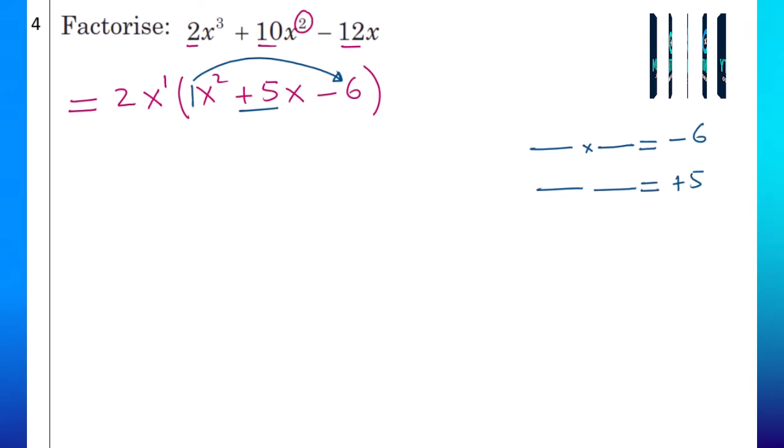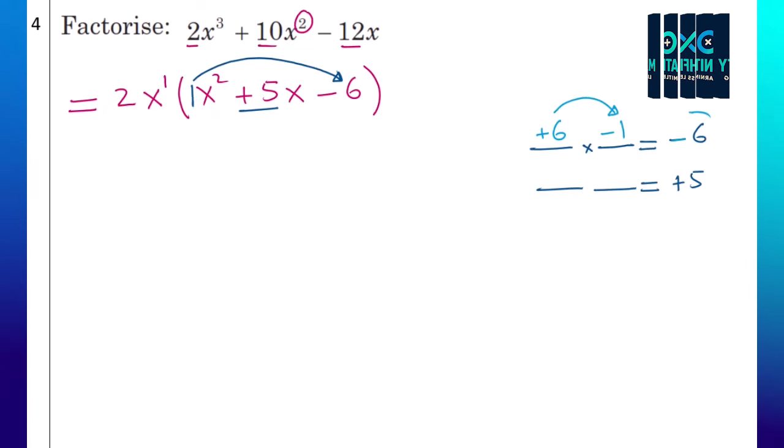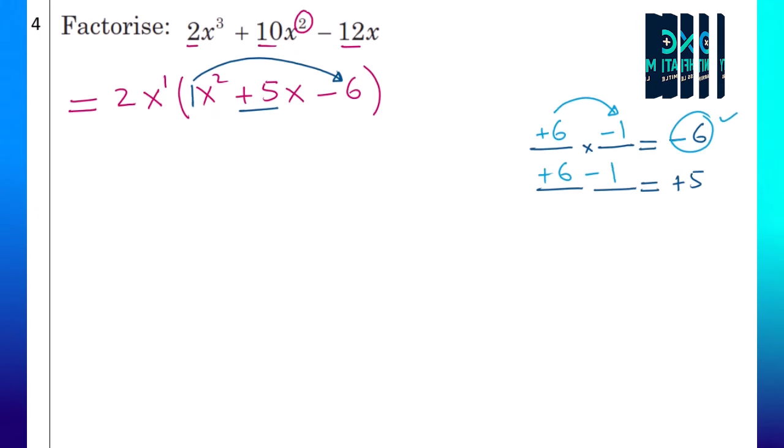So 2 times 3 is 6, but negative 6 we can get, but not positive 5. So let us try with positive 6 and negative 1. When you multiply these two, the first condition is fulfilled. And positive 6 and negative 1, when you add or subtract them, with two different signs we have to subtract them. The answer is positive 5. So these two are the main factors.